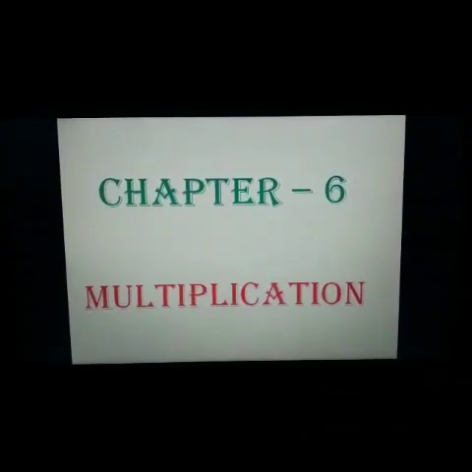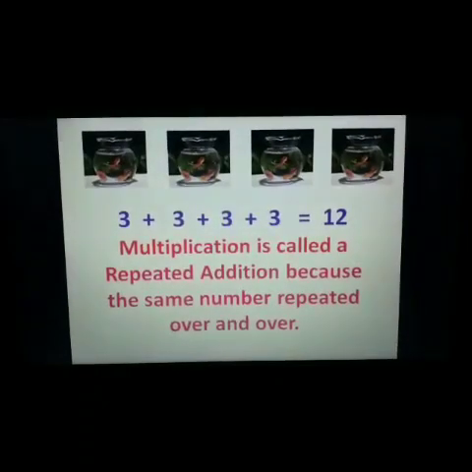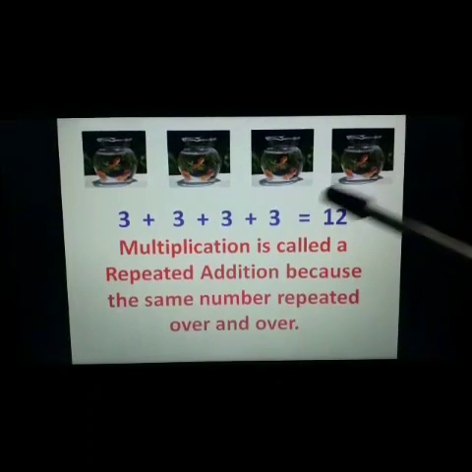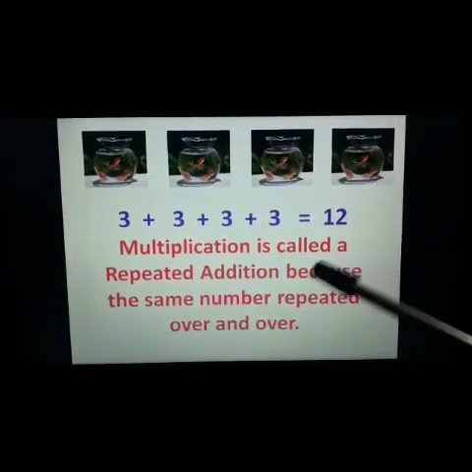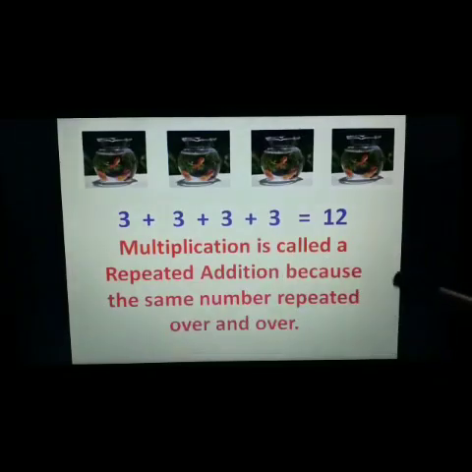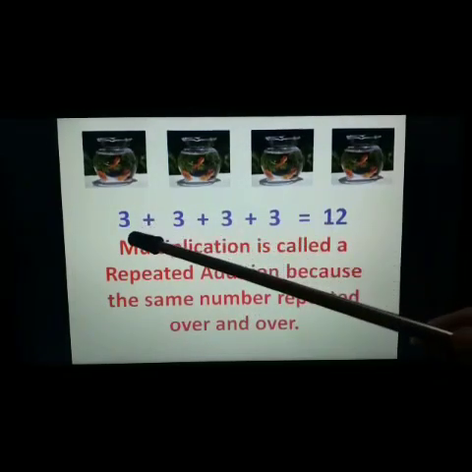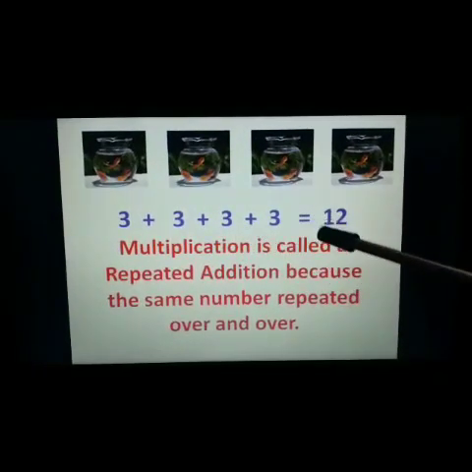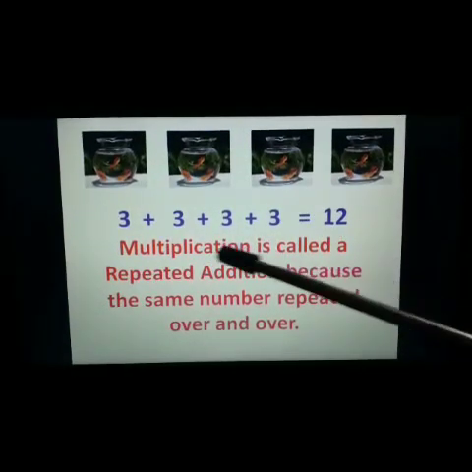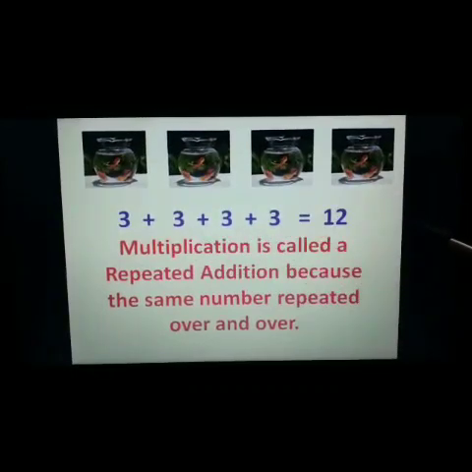Good morning students. Today we are going to start our new chapter, chapter number 6, that is multiplication. Let's understand the concept of multiplication with the help of this little fish. There are 4 fish pots. There are 3 fish in each pot. To get the total number of fish, we add the number of fish in all the 4 pots. That is 3 plus 3 plus 3 plus 3 is equal to 12. That means there are 12 fishes in all.